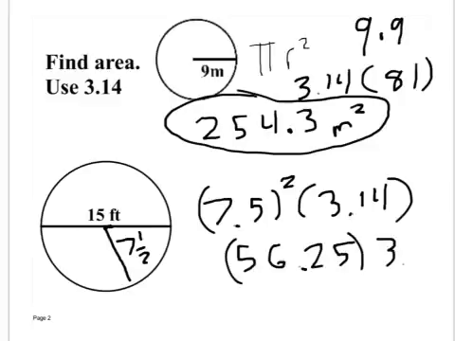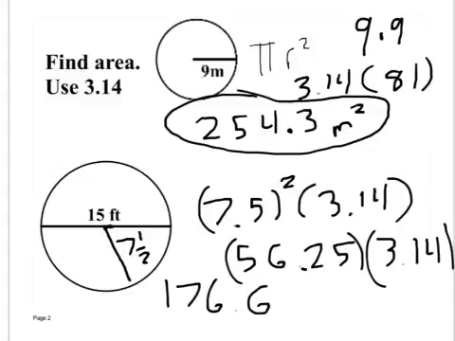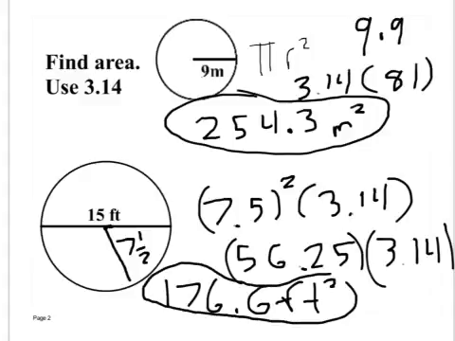That times 3.14 gives me an area of 176.6. Remember, it rounds to the nearest tenth. Okay, this is 0.625. That rounds to 6. This is feet squared because it's area. Now, this 7.5 right here, okay, don't forget, it's not 7.5 times 2. It's 7.5 times 7.5. Okay? Any questions?